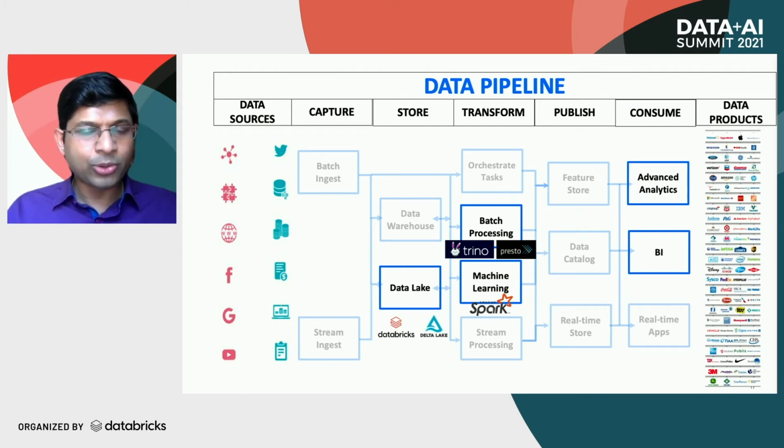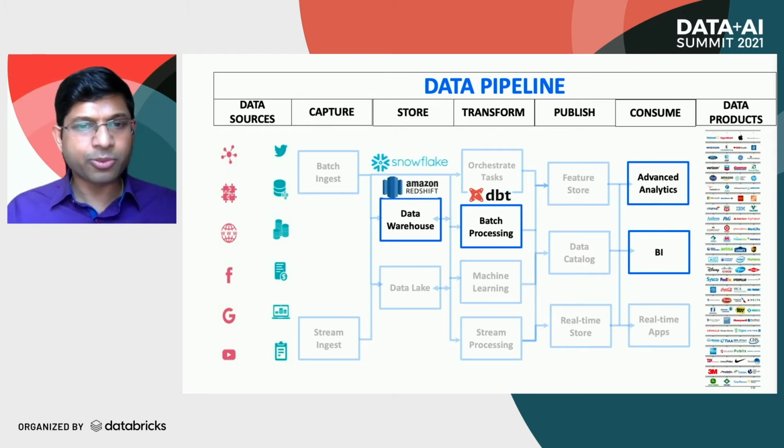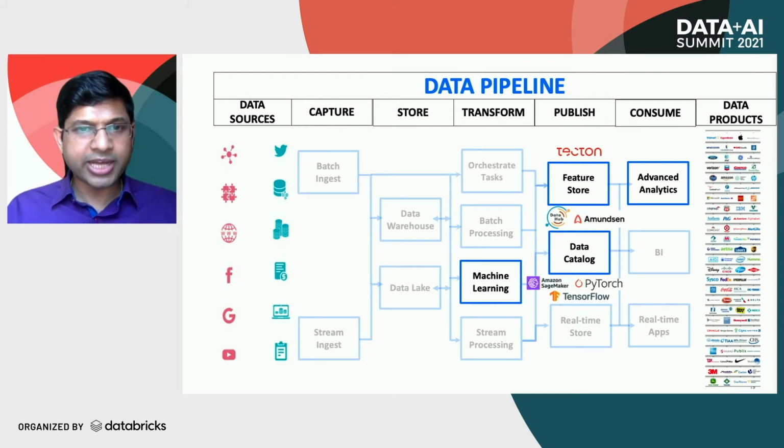For those of you who are more on the data warehousing side of the pipeline, you have systems like Snowflake or Redshift, or transformations can be done in a system like dbt. On the machine learning side of the pipeline, there are new systems like SageMaker, TensorFlow, PyTorch, or for storing all the diverse kinds of data and discovering them quickly, we have systems like DataHub and Amundsen, and for all the features that have been created from this data, we have systems like Tecton.